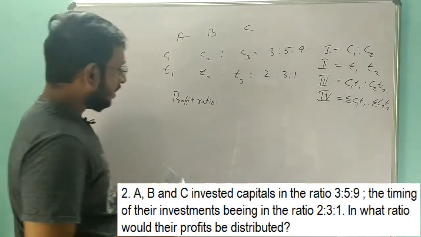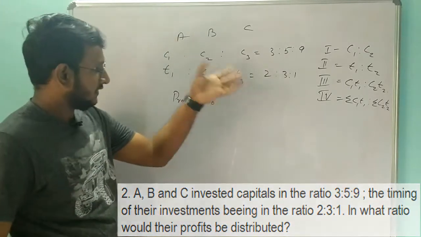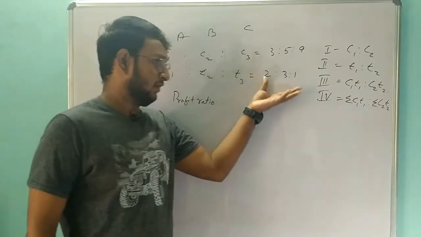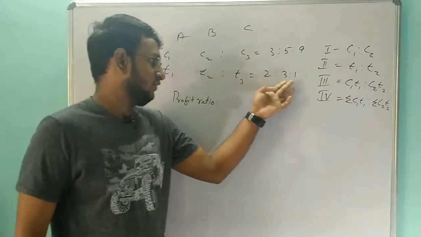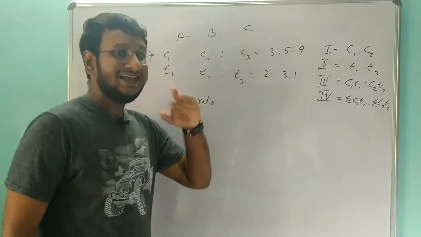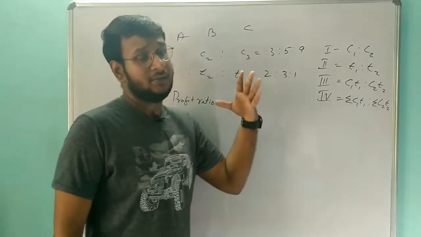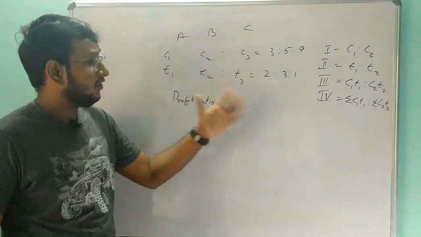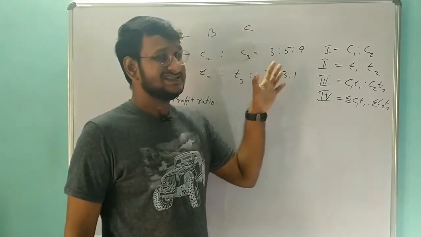Actually speaking, their investment is differing, so that is why we are having different ratios, and their time period also is different. That's why we are having 2:3:1. Okay, so both their investment as well as their time of investment are differing. So the period of investment is also differing. So this is the third scenario.